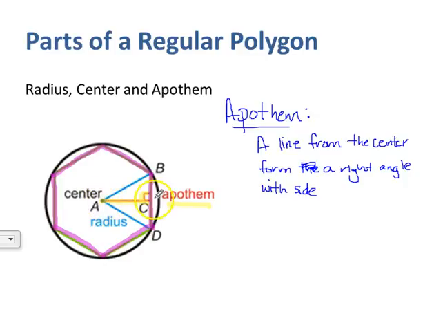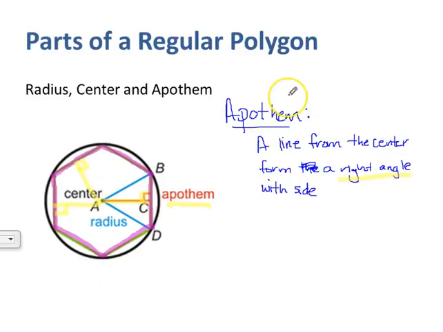It's a line out from the center, and it must form a right angle with any side of your regular polygon. So that is what an apothem is. It forms a right angle with the sides. So we can draw in another apothem, start at the center, and it must form a right angle. So we've got several apothems in this regular polygon.